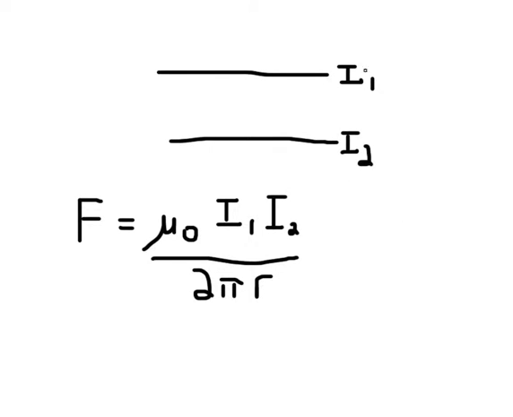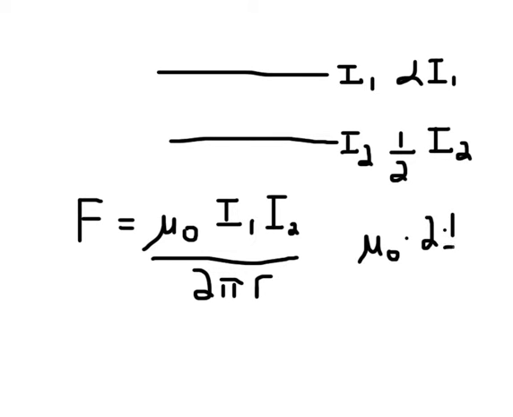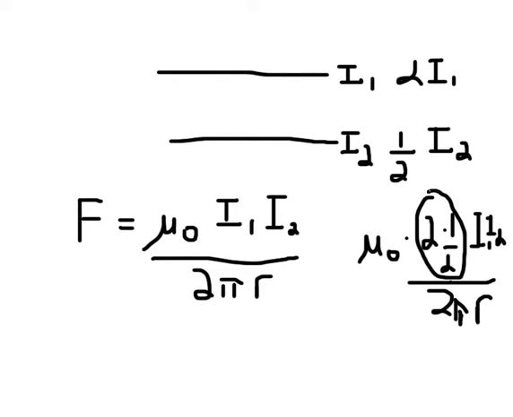So now the question says if we double this one to, let's say, 2I1, we don't know what I is, it could be 1 amp, and let's say this one is halved according to the problem, and it could be 2 amps. It doesn't really matter. It's just I1, I2. But what we notice is when we put these into this equation, it becomes mu 0 times 2 times 1/2 times I1 I2, divided by 2 pi r. But the big thing here is that 2 times 1/2 is 1. So the force between the two doesn't change. All we did was manipulate the currents.